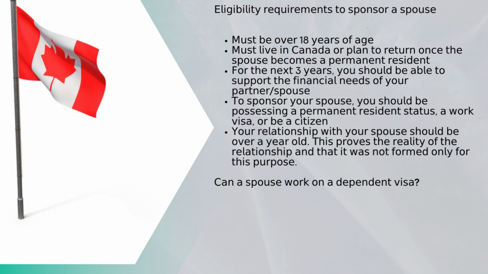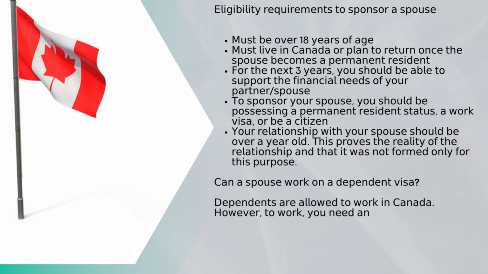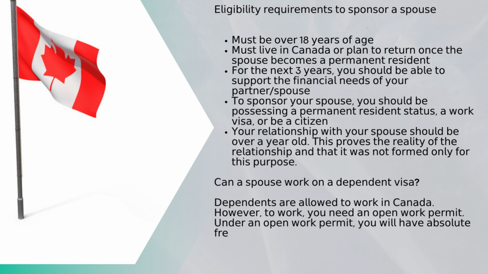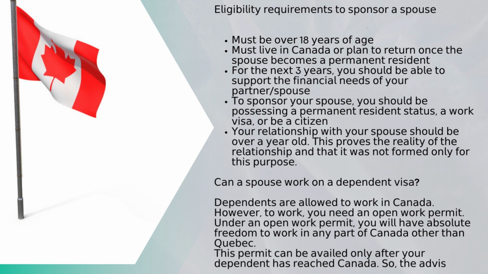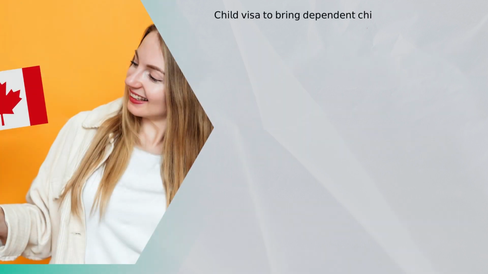Can a spouse work on a dependent visa? Dependents are allowed to work in Canada. However, to work, you need an open work permit. Under an open work permit, you will have absolute freedom to work in any part of Canada other than Quebec. This permit can be availed only after your dependent has reached Canada. So, the advisable thing to do is to apply for a work permit or study visa as soon as your dependents arrive in Canada.